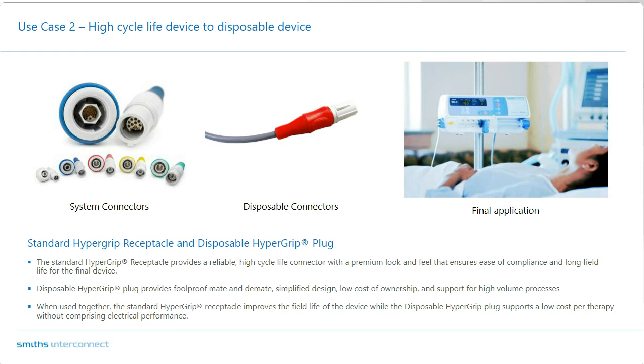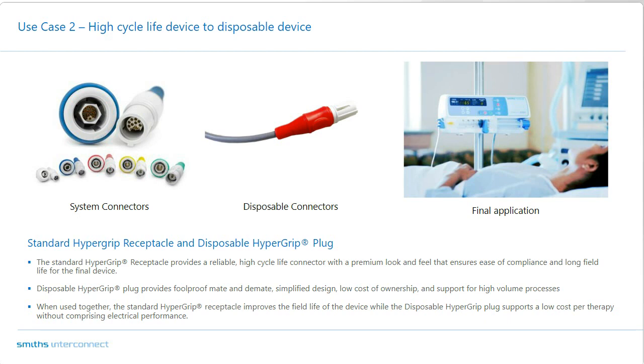That low cost of ownership and that support for high volume processes such as overmolding, again, because these things are made for every patient, every day, single use. When used together, this Hypergrip receptacle improves that field life, while the Hypergrip disposable provides that low cost per therapy without compromising electrical performance. Or simply put, the standard receptacle keeps your device in the field longer, and the disposable connector gives you exactly what you need with absolutely nothing more, which is especially important in devices that are single use or single patient.